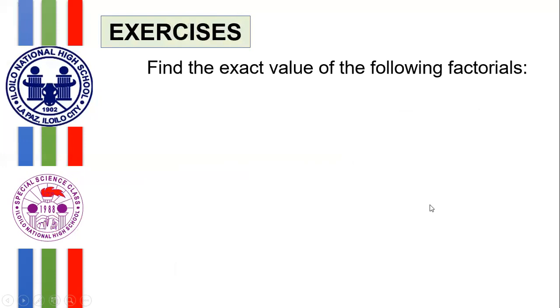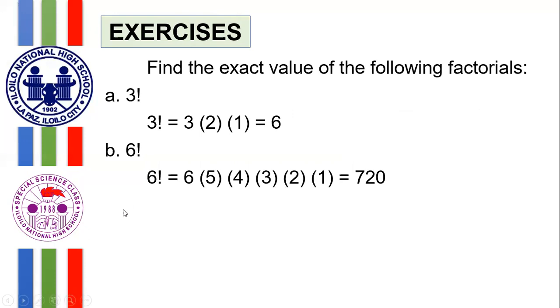Let's have your exercises. Let's find the exact value of the following factorials. If you have 3 factorial, that means 3 times 2 times 1, which is 6. How about if you have 6 factorial? That means you multiply all the whole numbers from 6 all the way down until 1. So 6 factorial is 6 times 5 times 4 times 3 times 2 times 1, which is 720. How about 1 factorial? I think that's kind of easier than the rest.